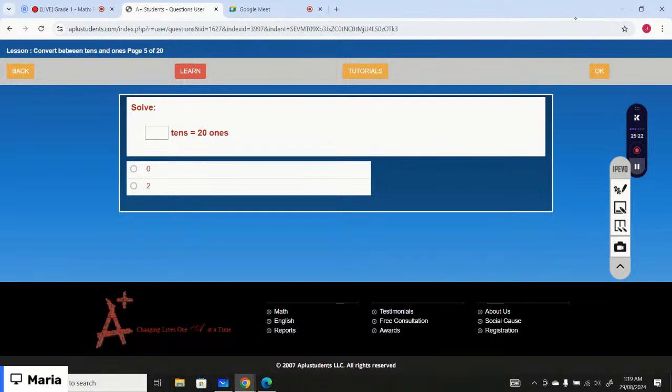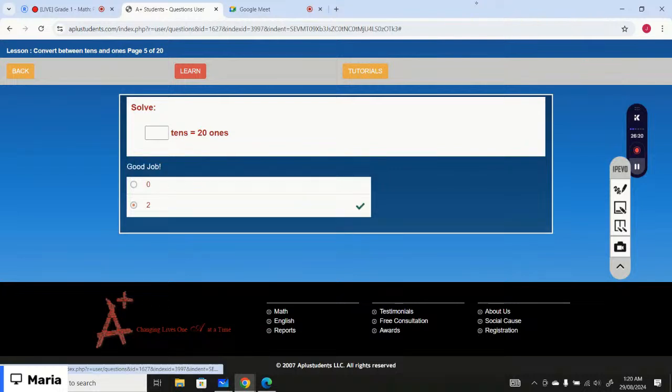The next one is 20 ones. So how many tens do we have? The correct option is two tens. 20 ones equal two tens. Option number 2 is the correct option.